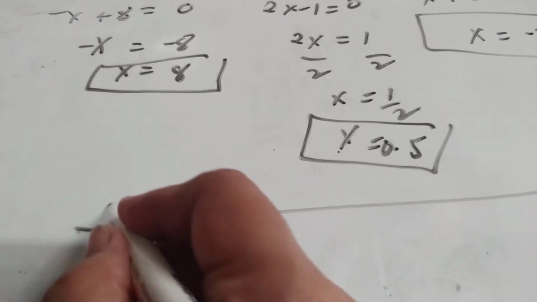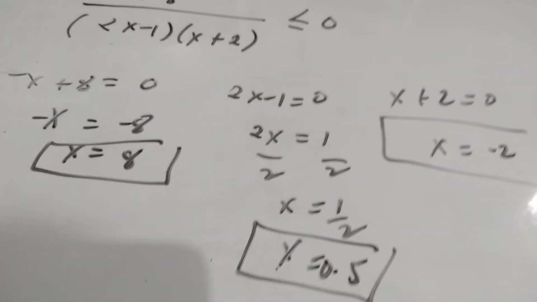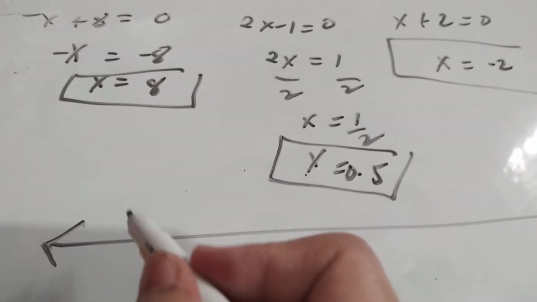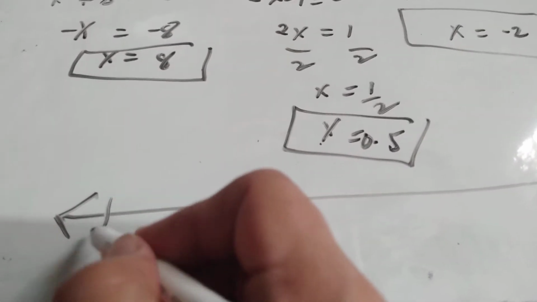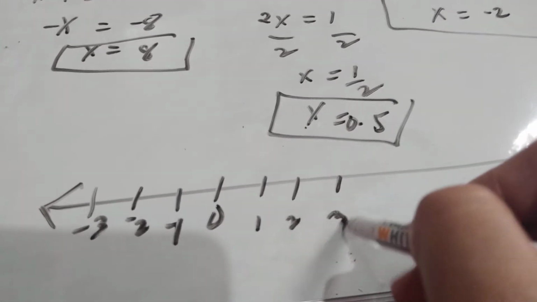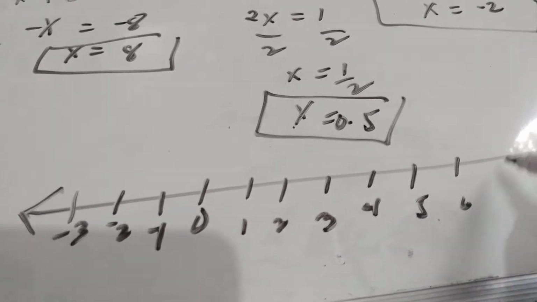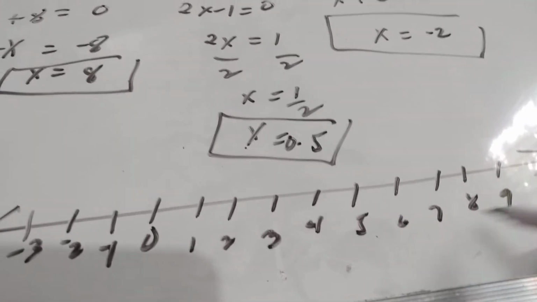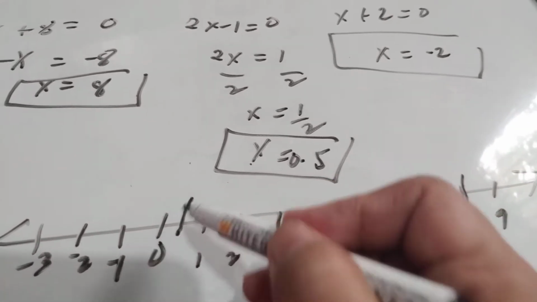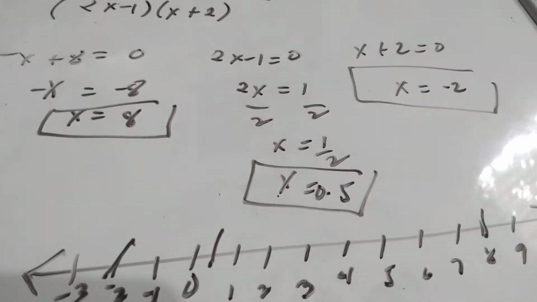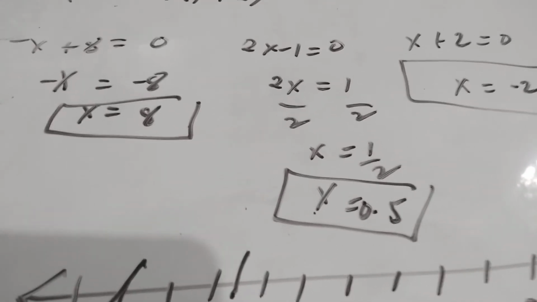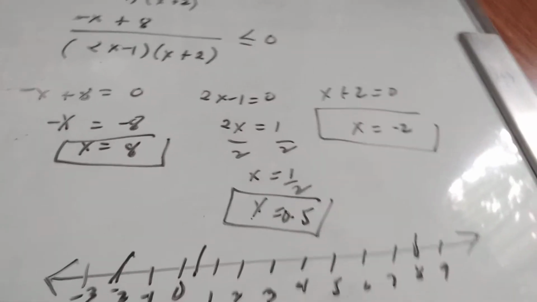So, pag nilagay natin sa number line yung tatlo na yan, so again, may 8 tayo, 0.5 and negative 2. So, lagyan natin dito ang negative 3, negative 2, negative 1, 0, 1, 2, 3, 4, 5, 6, 7, 8, and 9. So, lalagay natin ang 8. Then, you have 0.5. And then, you have negative 2. And then, para malaman natin kung alin dyan ang included, so we have to test first or solve natin ang mga values na yan doon sa ating original na inequality.